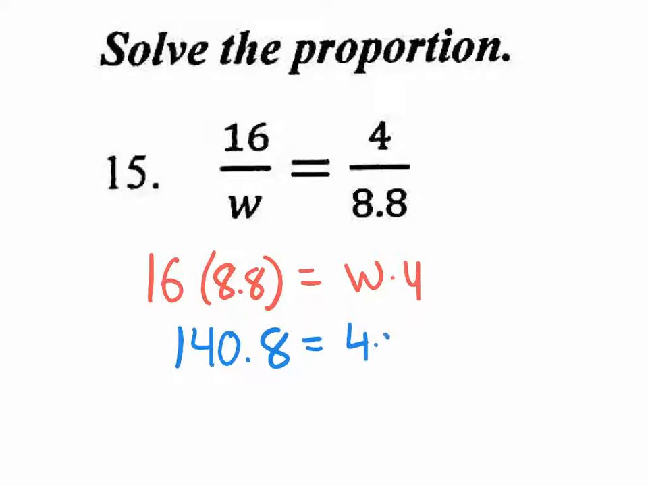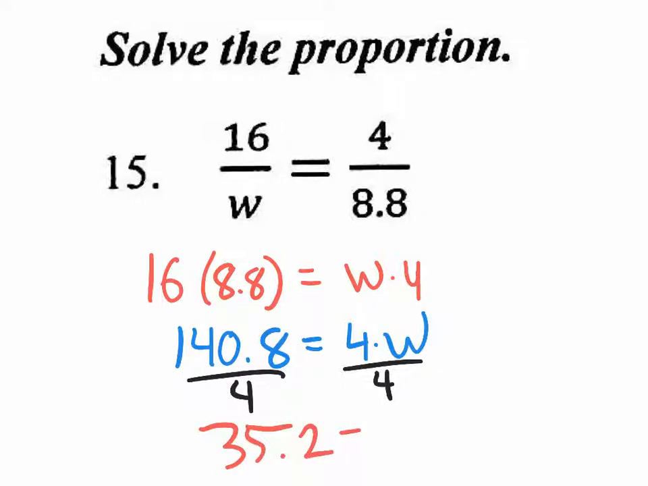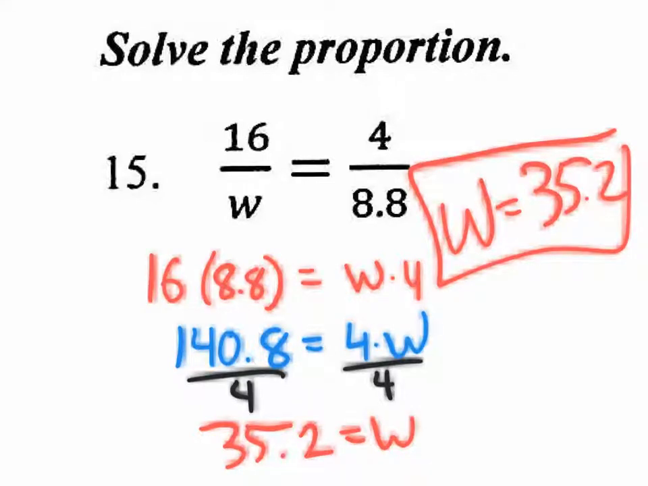Equals 4 times W. So you want to get rid of the 4 times in front of the W. I'm going to divide by 4. Divide by 4 on the calculator. I'm going to do 140.8 divided by 4. Hit the equal button, and it'll tell me 35.2. That's my W value. W equals 35.2. There will be decimals on the multiple choice answers on the midterm.